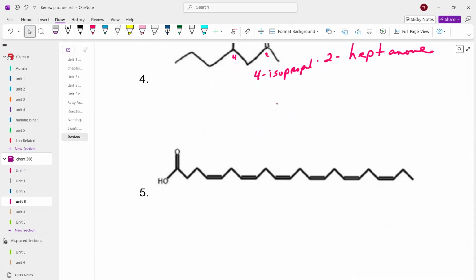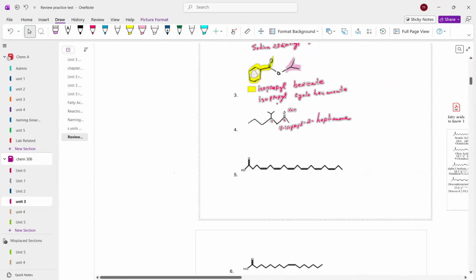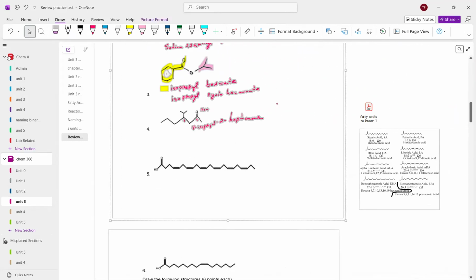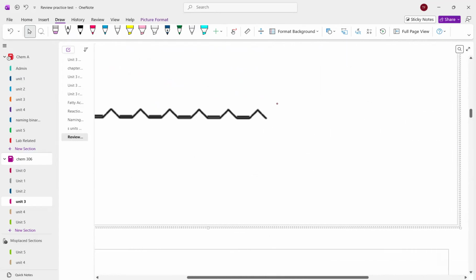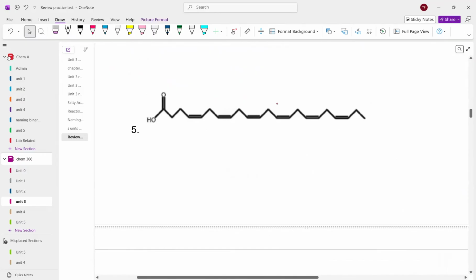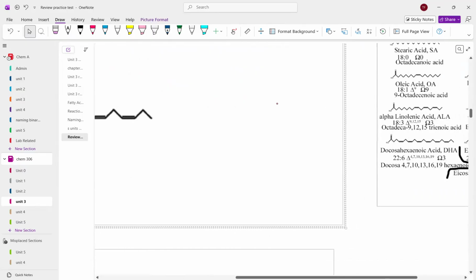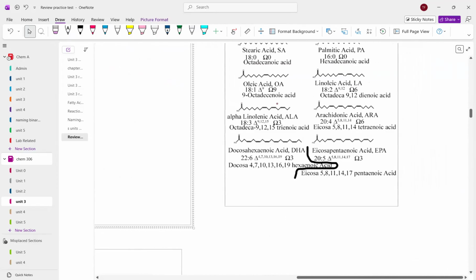What do we got here? This is going to be one of those fancy acids over here. And which one is it? Well, we've got 1, 2, 3, 4, 5, 6 double bonds, all cis. And that's going to make it DHA right here.